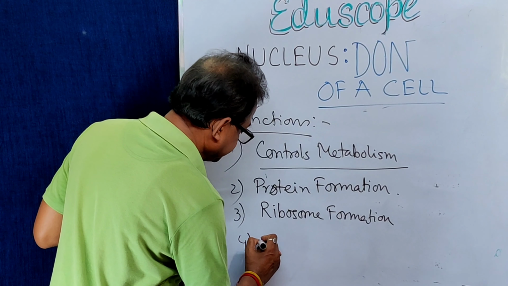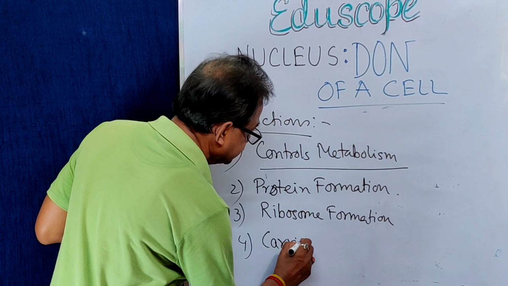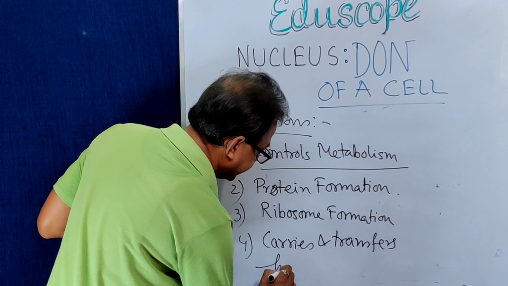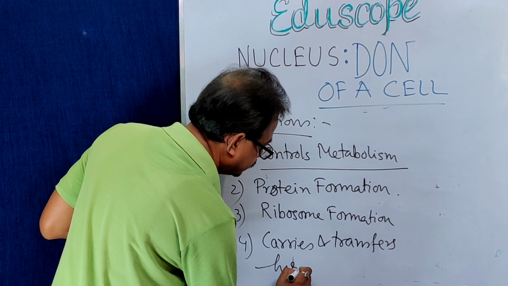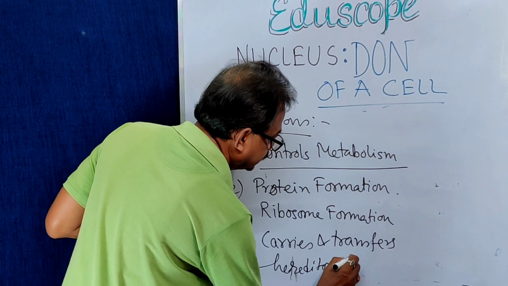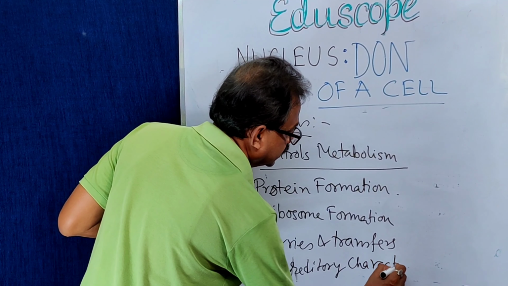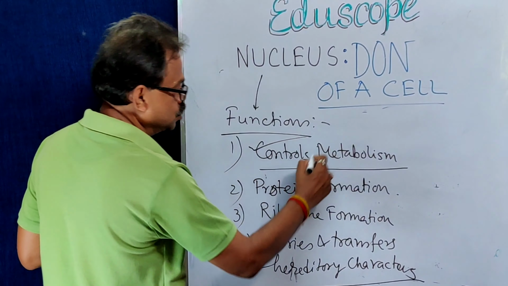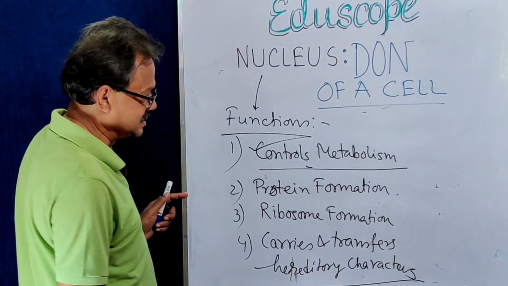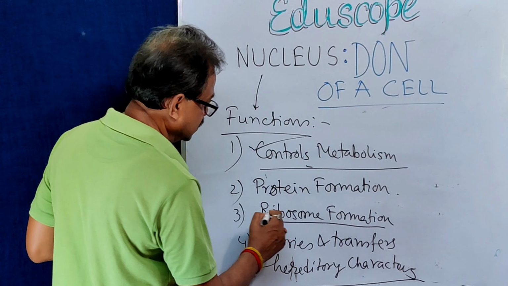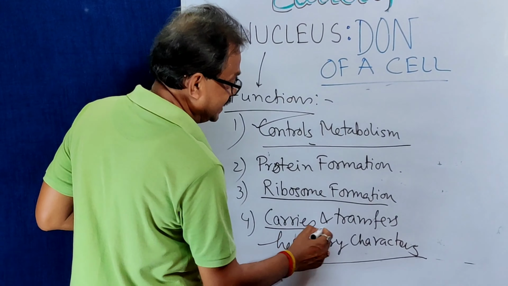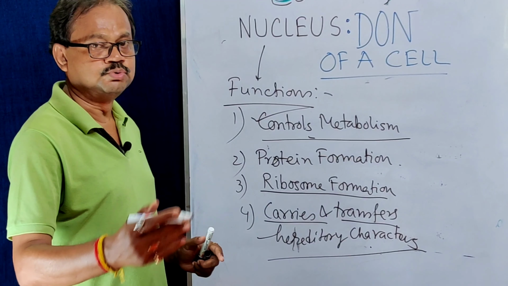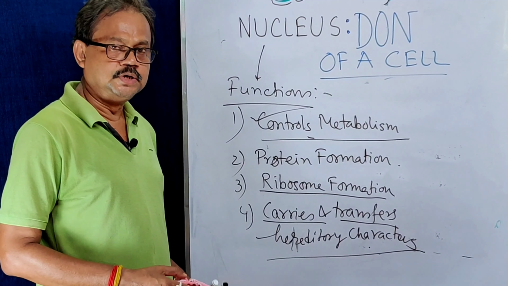It carries and transfers hereditary character. So these are the main functions of the nucleus. Number one, control of metabolism. Number two, protein synthesis or protein formation. Number three, ribosome formation, and it carries and transfers hereditary character from one generation to another generation. These are the main functions of the nucleus.